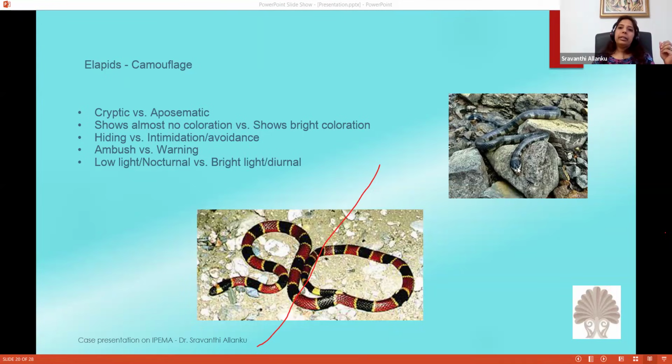Now, these cryptic snakes are usually found in low light, nocturnal habitats, and these aposematic ones are more the diurnal kind of snakes. Okay, now just because I talked about this in this particular case in this way, it doesn't necessarily mean it is so. See, when it comes to the sensation of the source, what he gave about the coloration, the not me part, everything, it doesn't necessarily mean that the patient is saying, I am genuine.